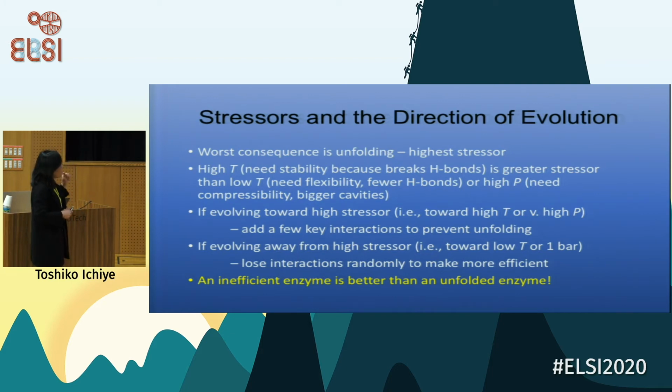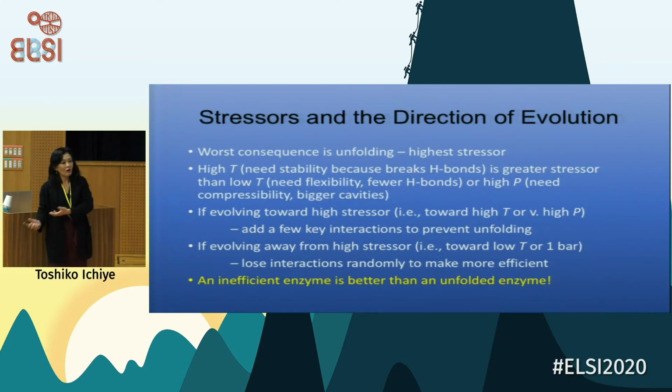And then the other point I wanted to make is that if you're evolving towards a high temperature or very high pressures, the tendency is to add a few key interactions to prevent unfolding. So the mutations you get have to keep it from unfolding. That's important because you don't want the protein to unfold.